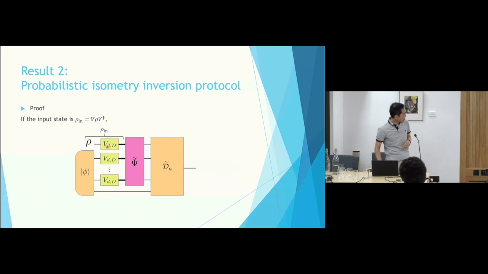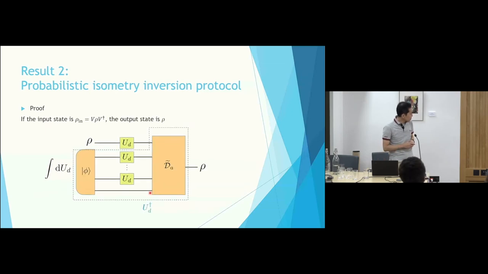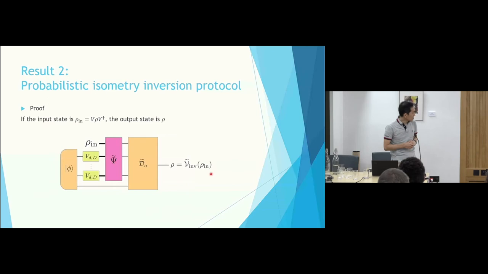So if you look at the middle part, you use the previous lemma that we described, then this part changes to basically a parallel application of UD with some stochastic mixture. And the middle part actually does a unitary inversion. So basically, no matter what the U is, this whole thing achieves a unitary inversion on this rho and UD, so you get back the original rho. I hope this convinces you that this circuit, in fact, successfully implements isometry inversion.